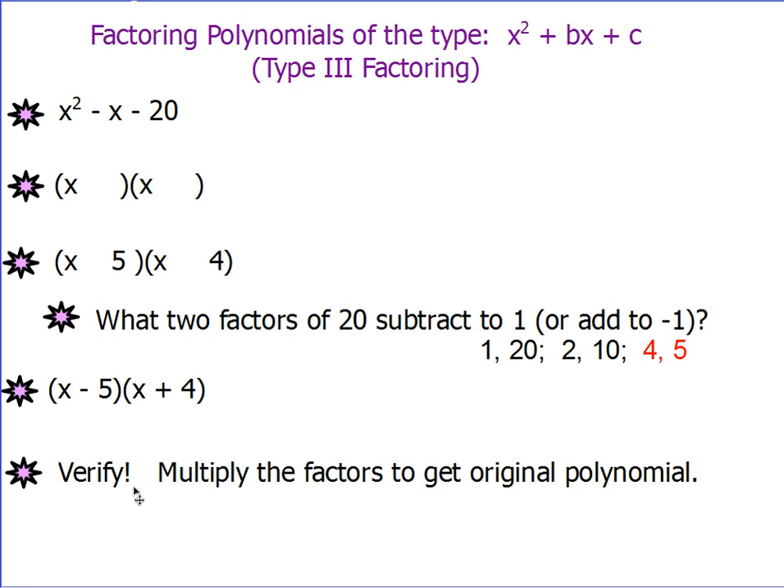So again, always, always, always multiply back. Do I get my original polynomial? Well, x times x is x squared. Do my outside terms, 4x. Inside terms, minus 5x. What's 4x minus 5x? Negative x. And then I do my last. Negative 5 times a positive 4 is a negative 20.